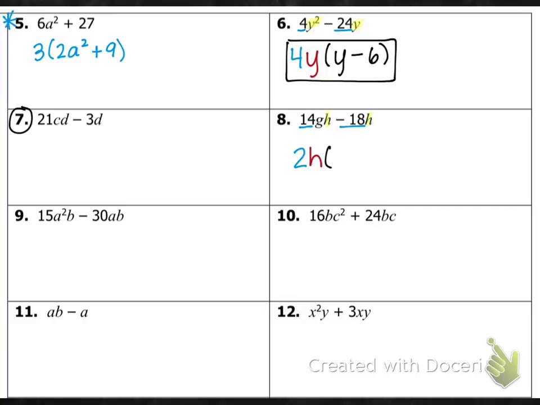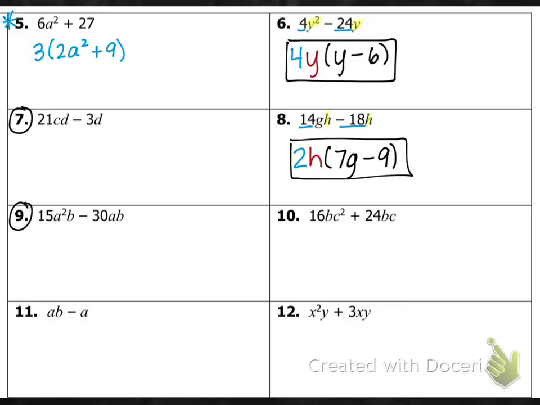to put a parenthesis. What's left if we divide this by 2? 14 divided by 2 is 7. And then we're going to leave the G there because there's no G taken out of it. And then H and H, well, they're the same, so they cancel out. There's no H's left. And then negative 18 divided by 2 is negative 9. And then again, the H's cancel out. There's no H's left. So now we're going to distribute to check. 2 times 7 is 14. H times G is GH. 2H times negative 9 is negative 18H, so that's your answer.